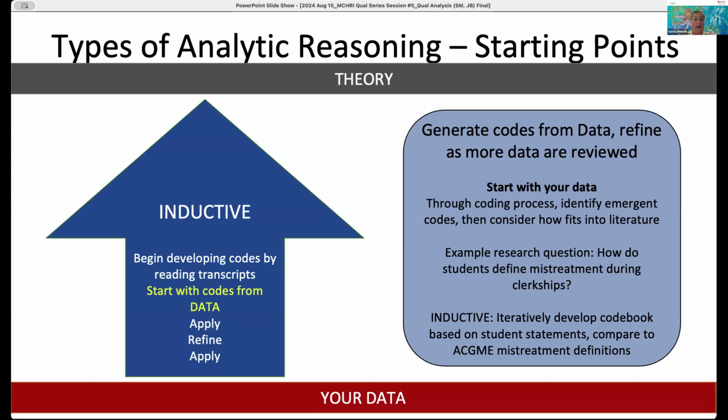When we're practically looking at inductively applying codes, we develop the code book itself from the data. We're not being influenced by another framework or outside theory, and we develop and refine a code book as it comes from the data. And once we have a final code book and we begin our analysis process, we might say to ourselves, how does this relate or compare to the ACGME mistreatment definitions?